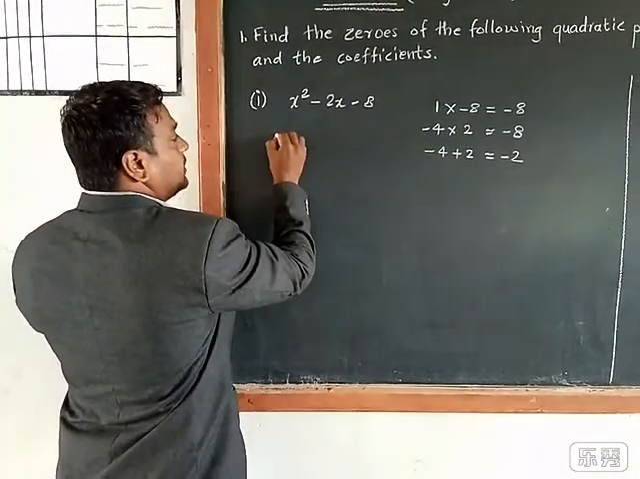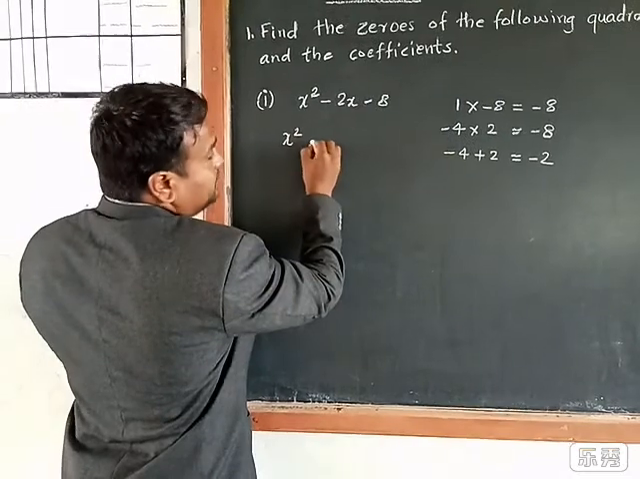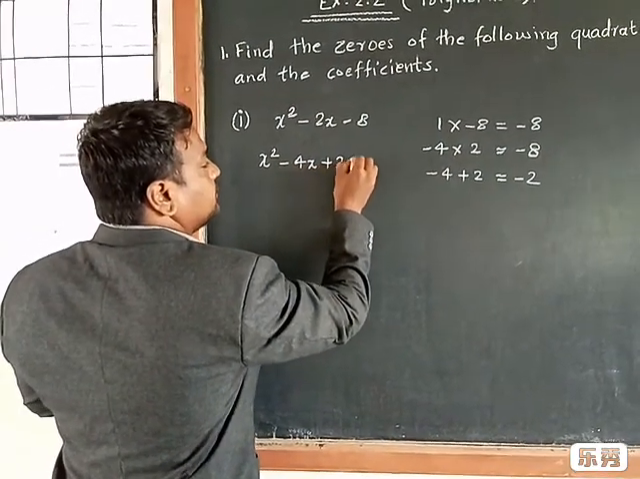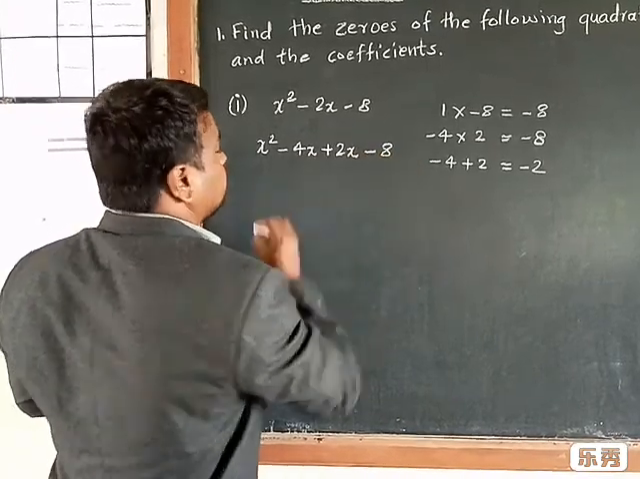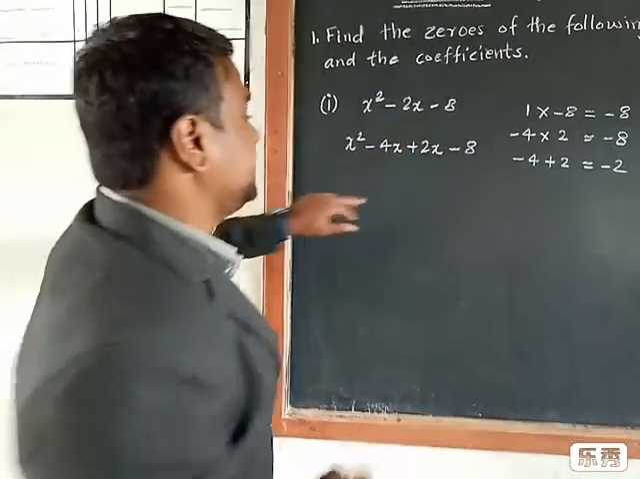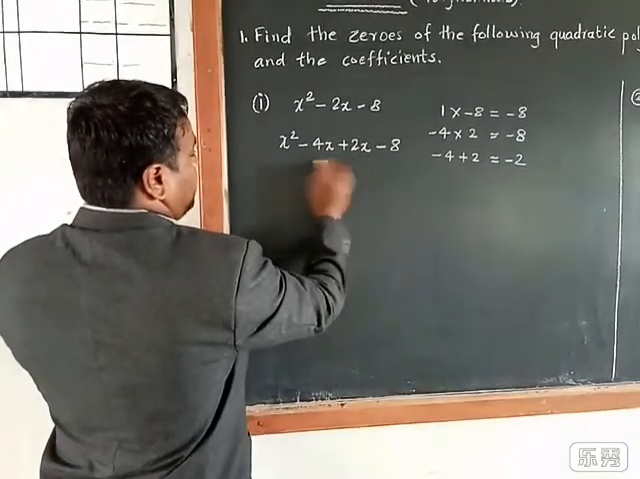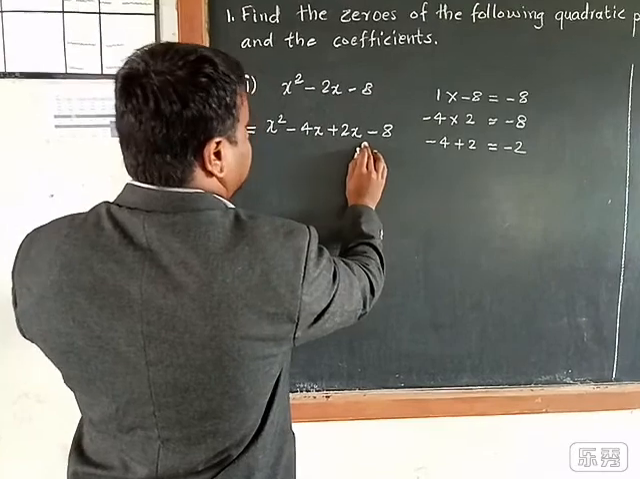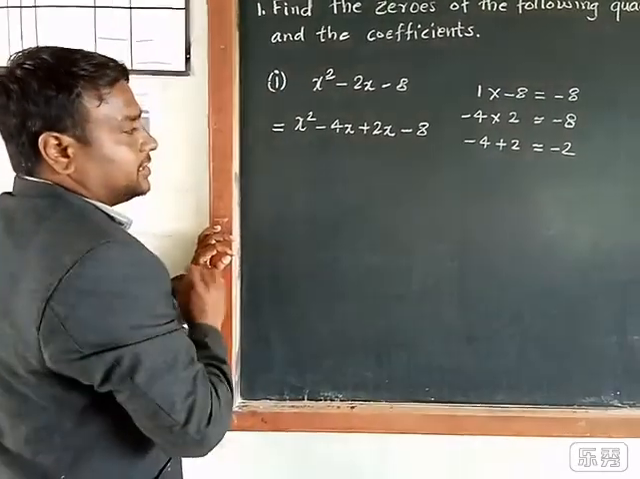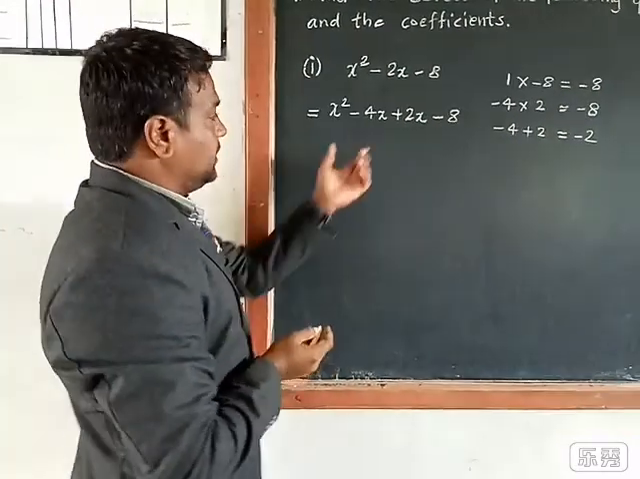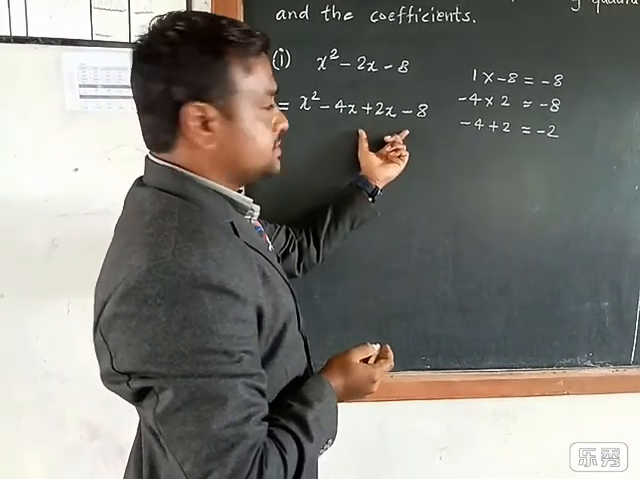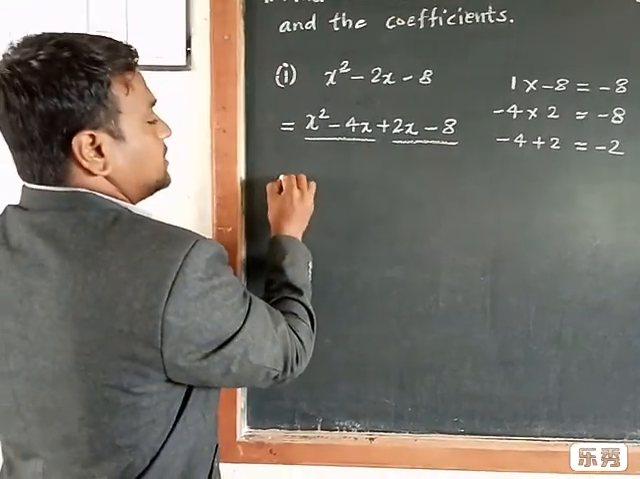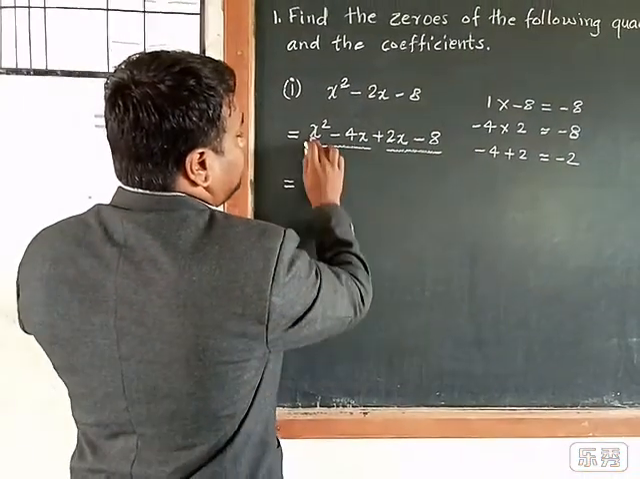So I am writing here x square minus 4x plus 2x minus 8. You can see here we split the middle term into minus 4x plus 2x. Now what do we have to do? We have to find the common factors, first between these two terms and also between the other two terms. So let us find the common factor between the first two terms.